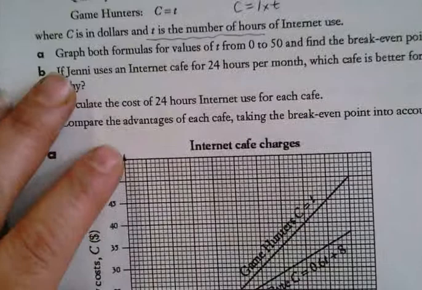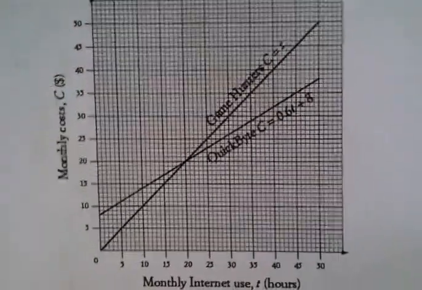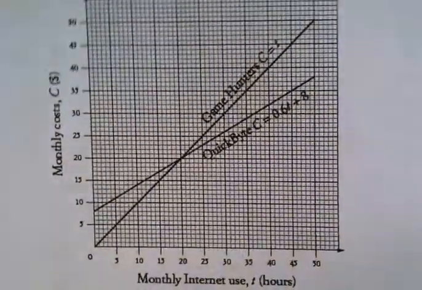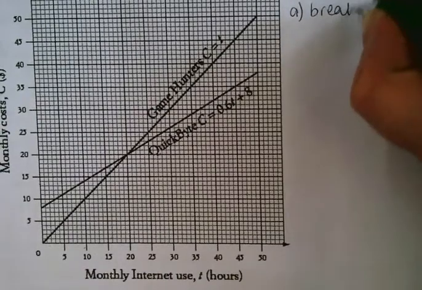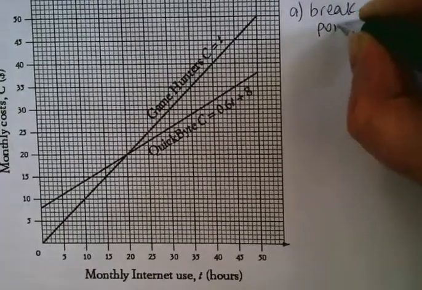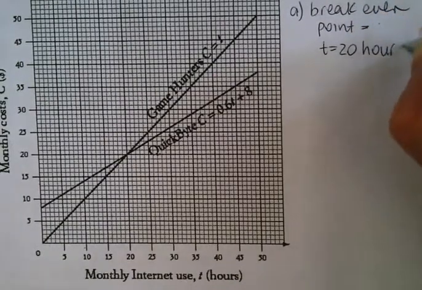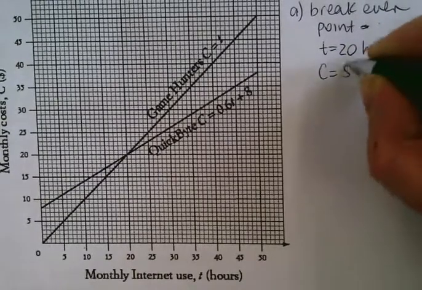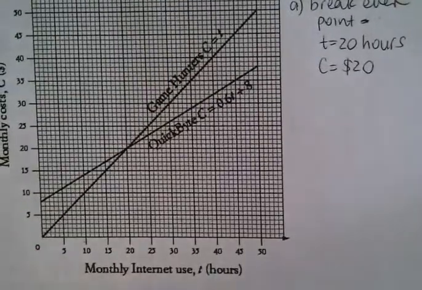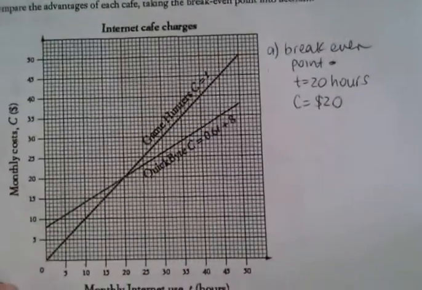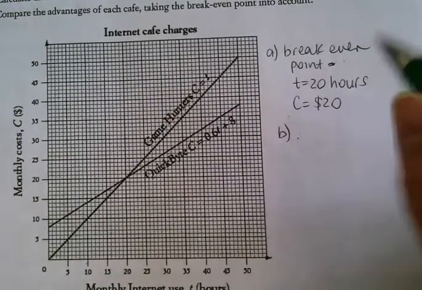Now, the question, they're already graphed. We have to find the break-even point. So what's the break-even point from your graph? 20. Yes, so 20 hours. So the break-even point is T equals 20 hours and the cost will be $20. We okay with that? Time on the bottom. Make sure you put the units in. Don't forget to put the units. Cost is $20.